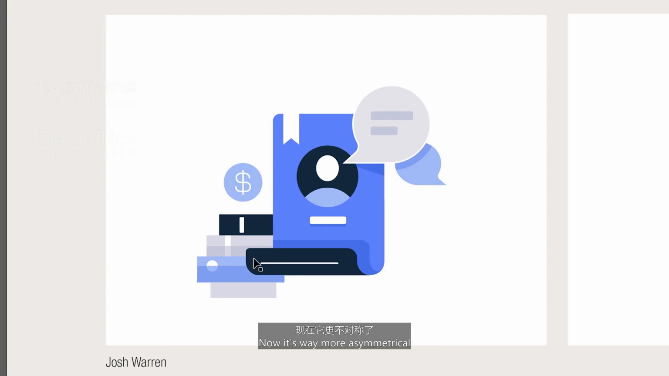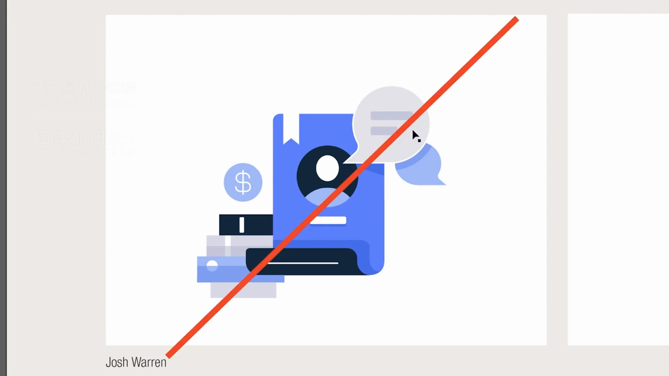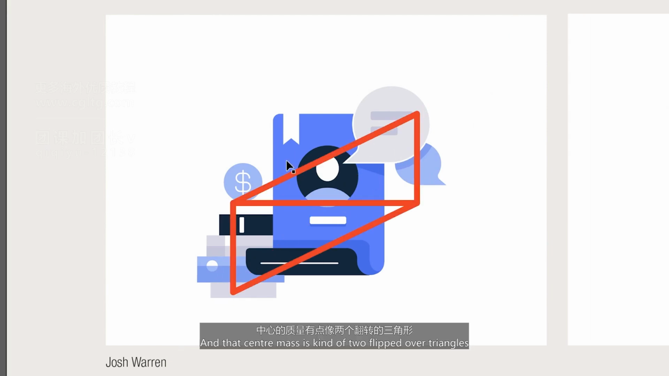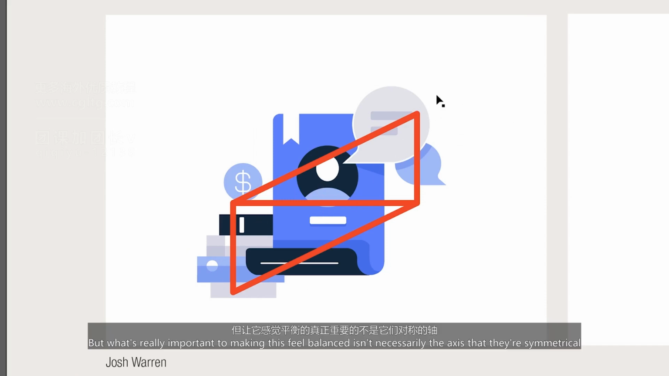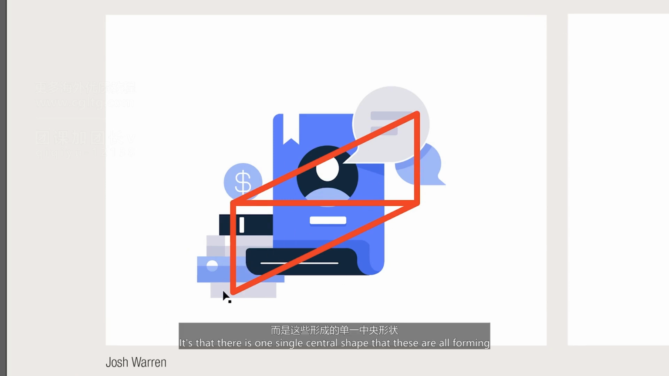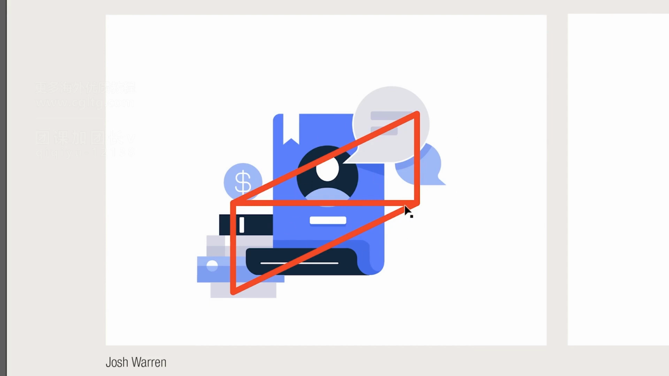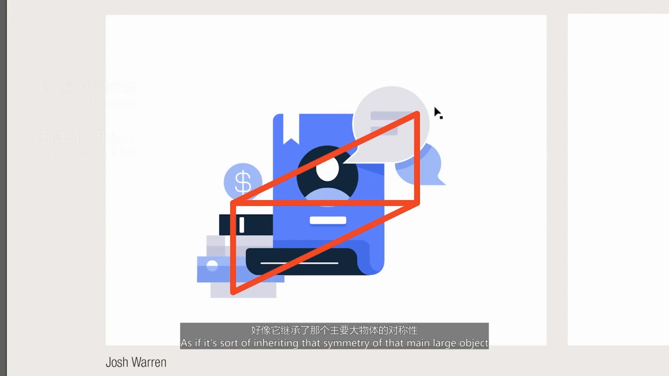Now it's way more asymmetrical, but still it's got some symmetry. It's symmetrical now along this diagonal axis. And that center mass is kind of two flipped over triangles that are symmetrical, but opposite as well. But what's really important to making this feel balanced isn't necessarily the axis that they're symmetrical on or that these are flipped, it's that there is one single central shape that these are all forming. And because that one shape is symmetrical, as long as we fill in roughly that shape with our elements, it will feel balanced as well, as if it's inheriting that symmetry of that main large object.